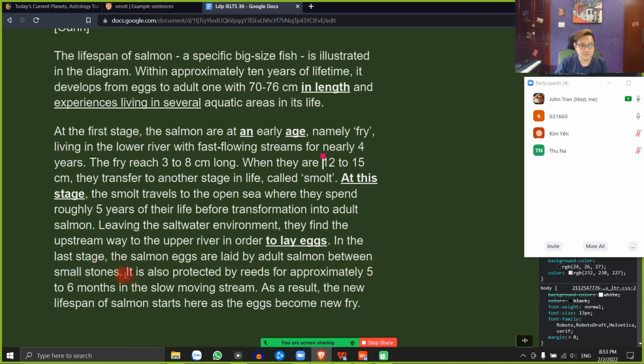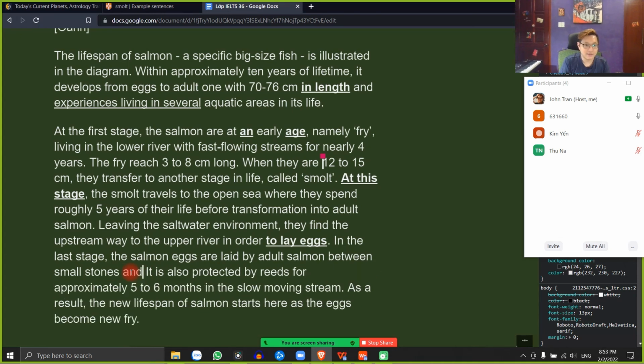Between small stones and it is also protected by reeds. Nói hai này lại với nhau đi. There you go. This one you need this hyphen. Chỗ này phải có cái hyphen để kết nối lại nha. Tính từ ghép nè. You need a hyphen here to combine compound adjective.